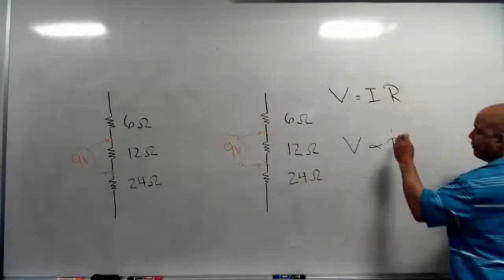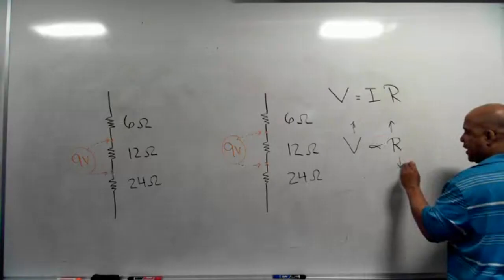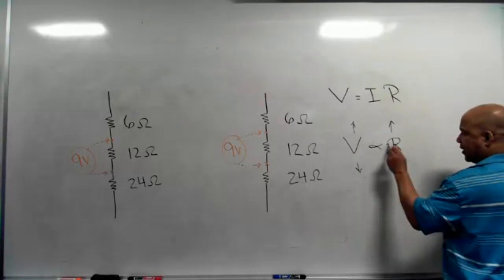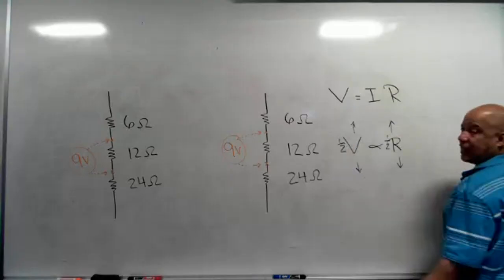When the resistor goes up, the voltage will increase. If I keep the current constant and I increase this, this will go up. If I decrease this, this will go down. If I double this, this doubles. If I cut this in half, this is cut in half.